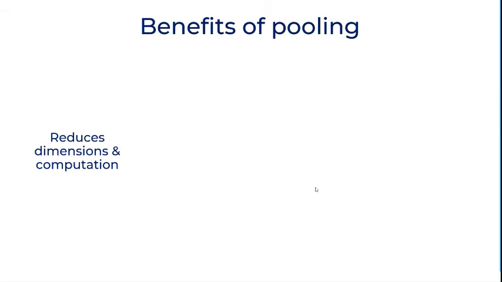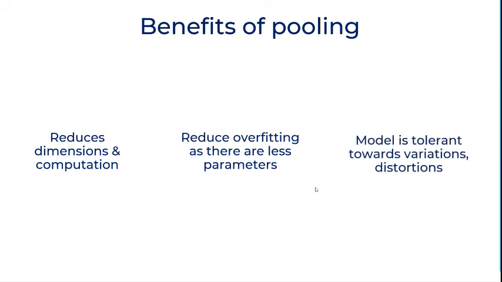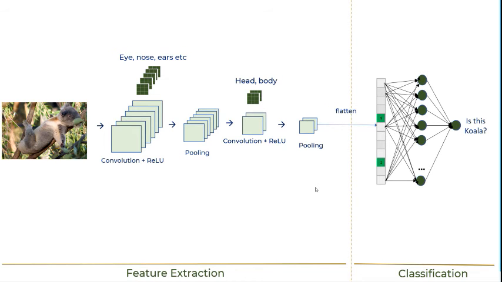So benefits of pooling, number one, obvious. It's reducing your dimension and computation. The second benefit, it reduces overfitting because there are fewer parameters. And the third one is the model is tolerant towards variation and distortion. Because if there is a distortion and if you're picking just a maximum number, you are capturing the main feature and you are filtering all the noise.